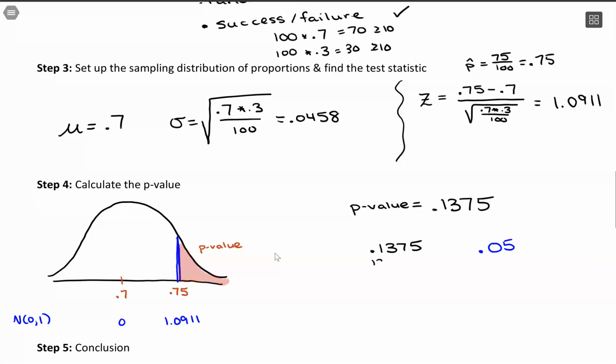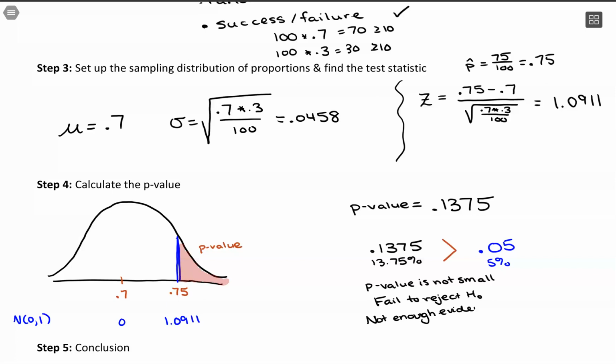Again, if it helps, you can change it to percentages. So like this is 13.75% compared to 5%. So our p-value is bigger. So the p-value is not small, which means we are going to fail to reject the null hypothesis, which means there is not enough evidence for the alternative. All of that falls through just because we're using the larger symbol there.